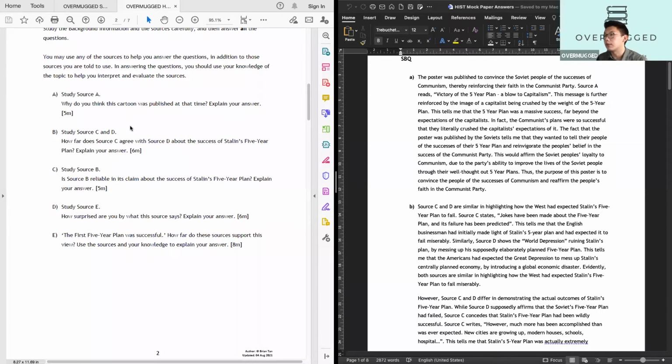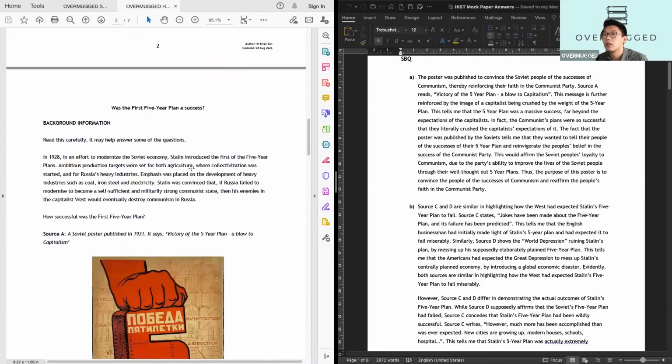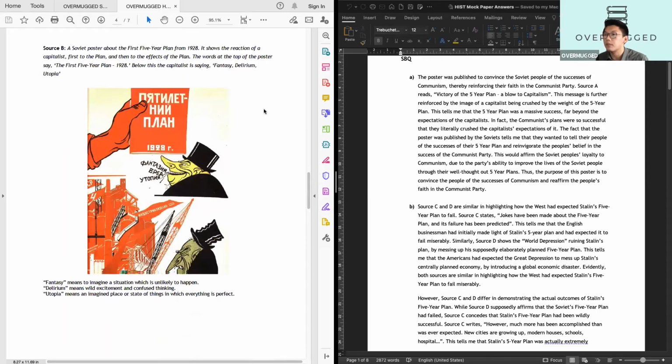Some questions will simply require you to state the differences, while some questions will only require you to explain the similarities. In this case, the question here reads, how far does source C agree with source D? So this tells me, right, that there is some sort of evaluative component. You have to compare whether it is more similar or it is more different. So this tells you from the onset that you need to identify one similarity and one difference between source C and D. So let's look at the source itself.